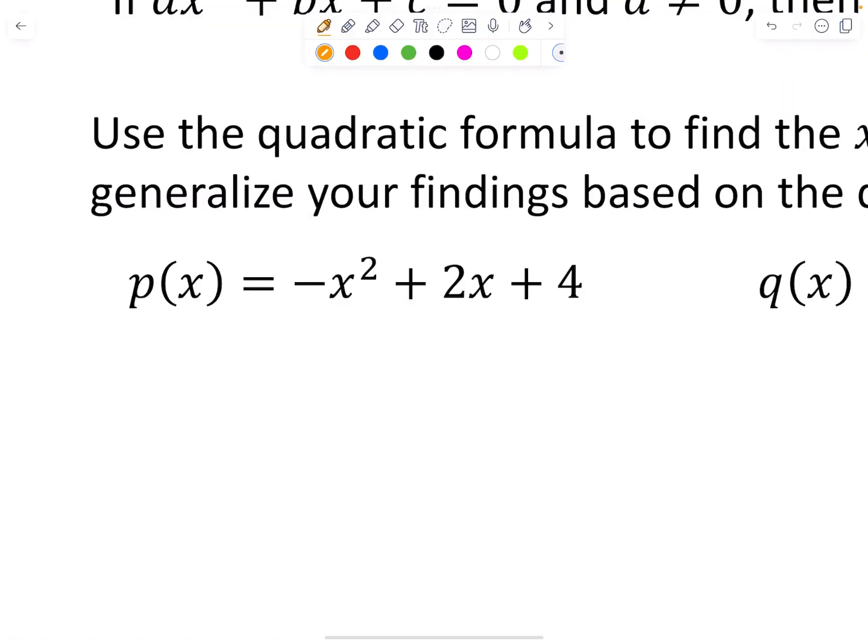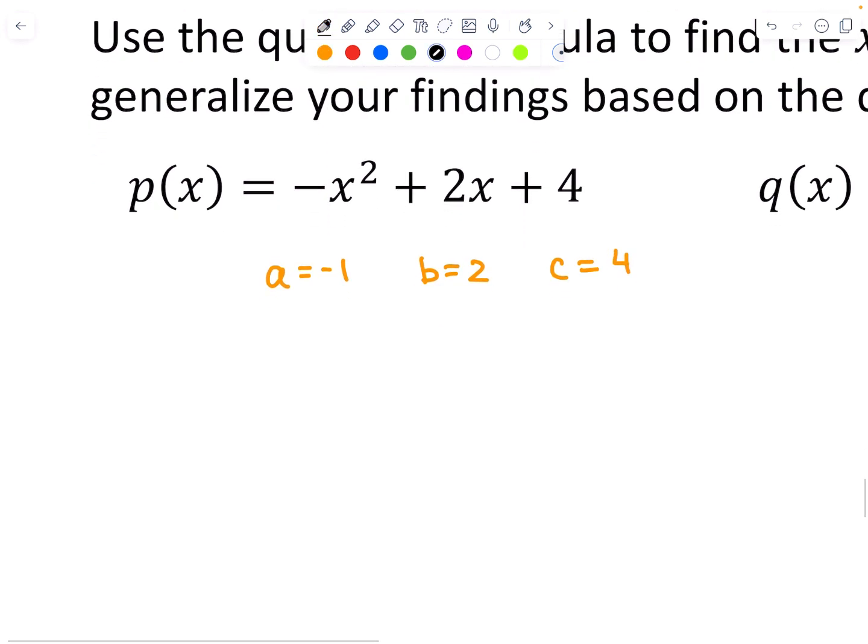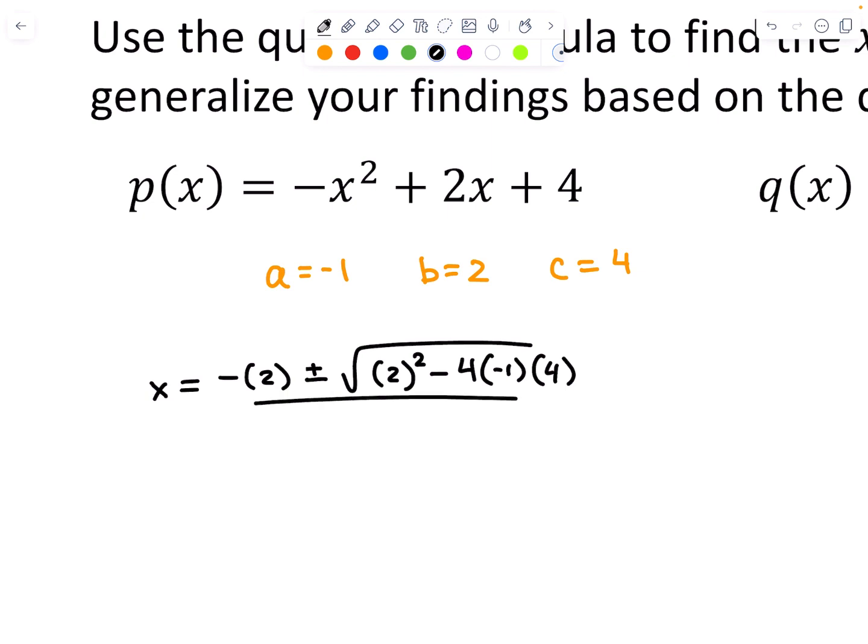Okay, in this case, the a is the coefficient of the x squared, so a will be negative 1. The b is the coefficient of x, so b will be positive 2. And the c is the constant, so c will be positive 4. Now we simply apply the quadratic formula, and we get x is equal to negative b, so that's the opposite of b, plus or minus the square root of b squared minus 4 times a times c, and all of this will be over twice the value of a.